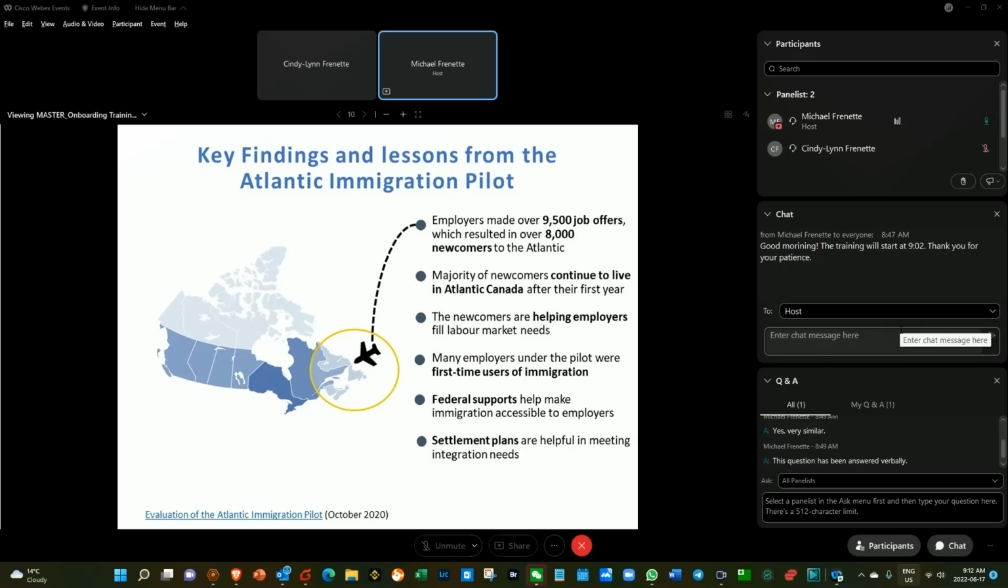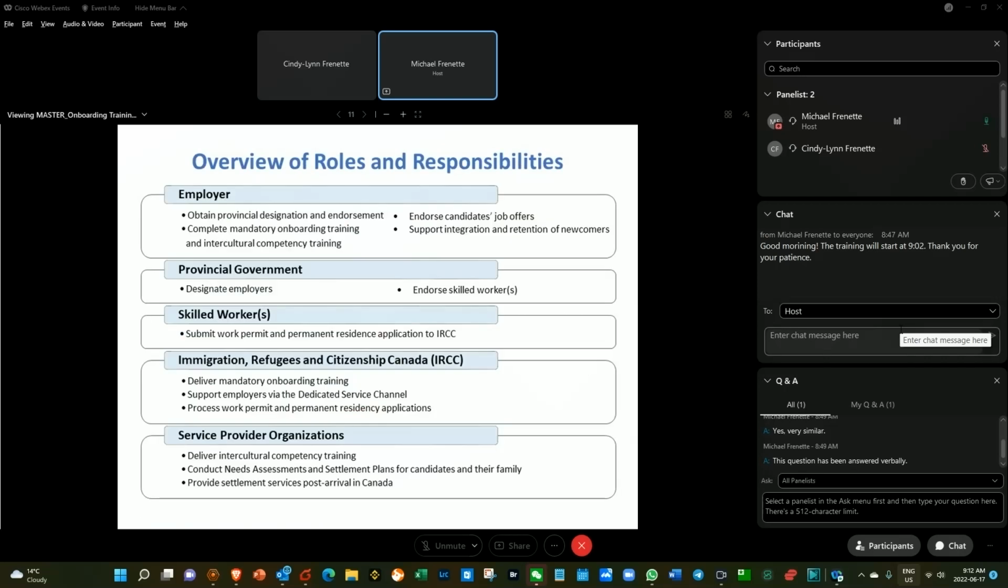That same support is available through the dedicated service channel for the program. The evaluation also found that settlement plans were helpful with meeting the integration needs of newcomers, and that the majority of them remained in Atlantic Canada after the first year. By the end of the pilot, employers made over 9,500 job offers that resulted in over 8,000 newcomers to the Atlantic region. So now we'll review the role and responsibilities of each stakeholder under the permanent program. With various players involved in the immigration process, it is important to clarify the roles and responsibilities of each.